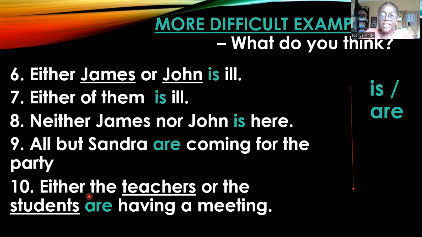But let's look at this. Either the teachers or the students are having a meeting. Now, why did we put are there? Let's go back to number 6. Either James or John. There are two parts. James, one part singular, John, one part singular. So is goes there. Look at this. Either the teachers, one part plural, the other part also plural. So everything is plural, it goes with are. Either James or John is ill. Either the teachers or the students are having a meeting. All plural.